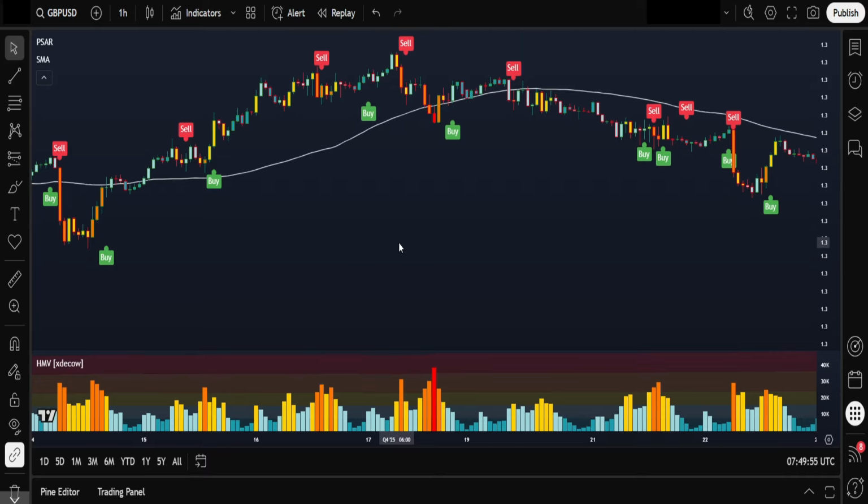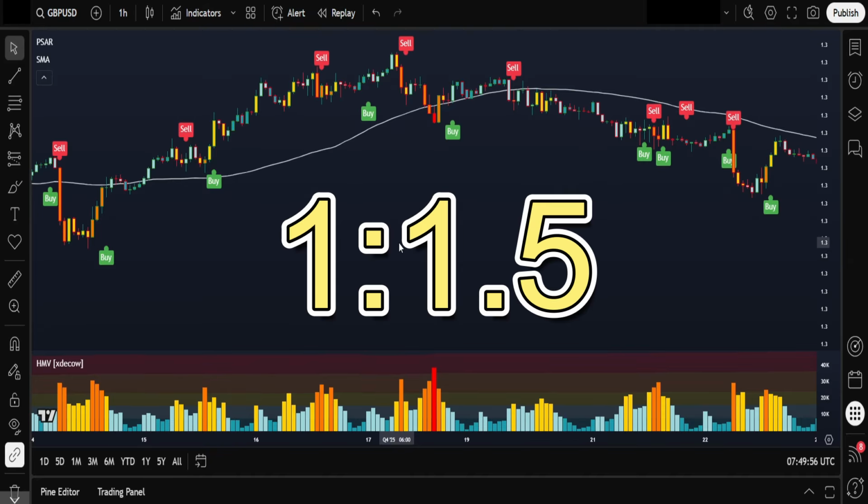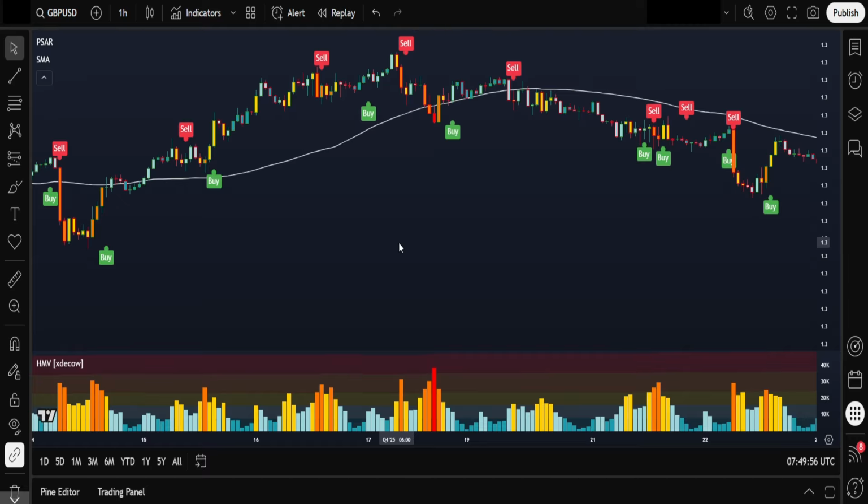Risk to reward stays fixed at 1 to 1.5, so results are easy to compare. I'll show a long example and a short example. You can copy step by step.